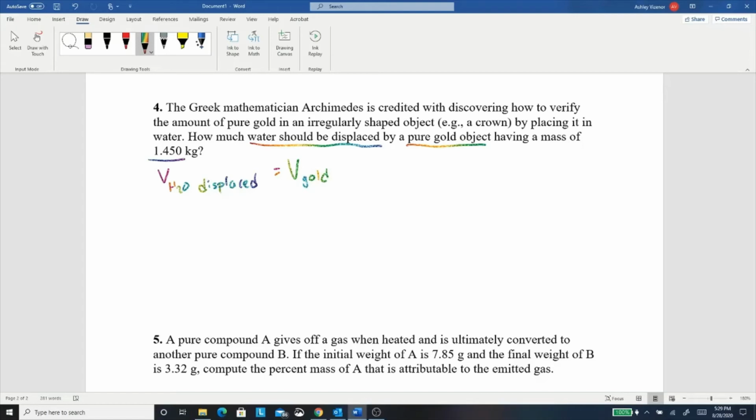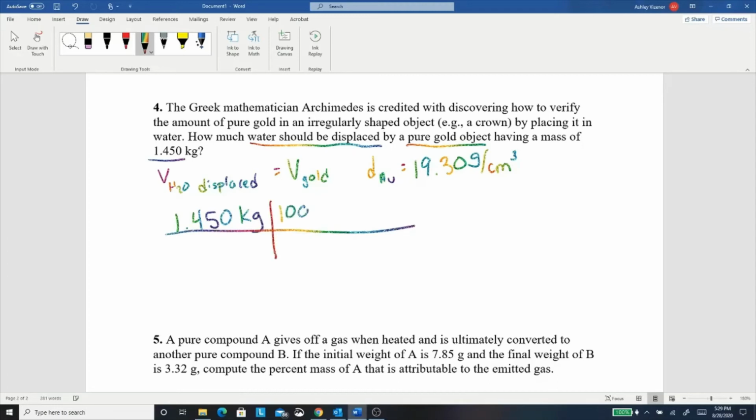So we need to find volume, and we have mass, and we know what we're looking for. So we can use density as a conversion factor. So you can go to the Google, and you find that the density of gold is equal to 19.30 grams per cubic centimeter. And then we can start with our calculation now. We have 1.450 kilograms. And we can start by converting that over to grams, so that way we have the same units as density. And we have 1,000 grams per 1 kilogram.